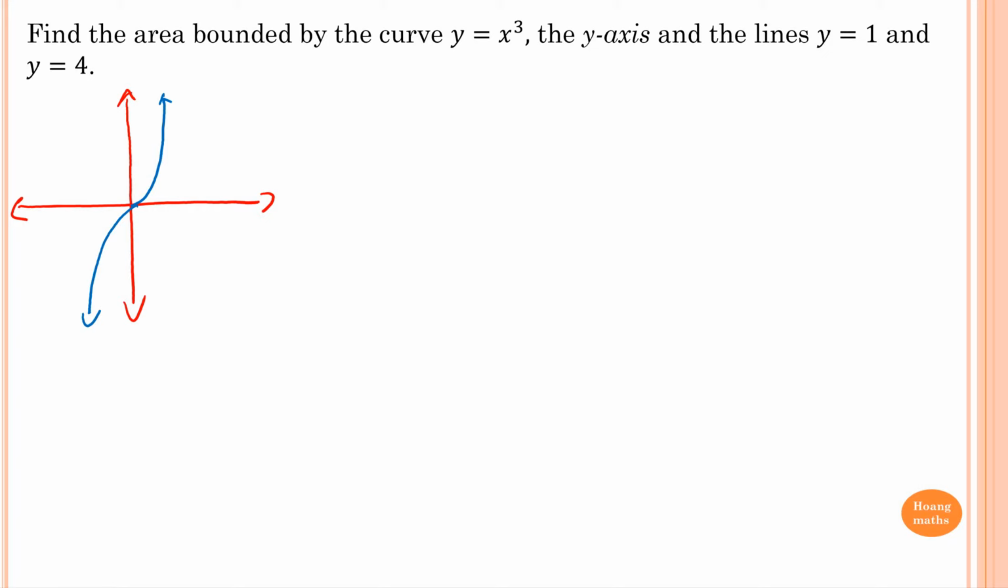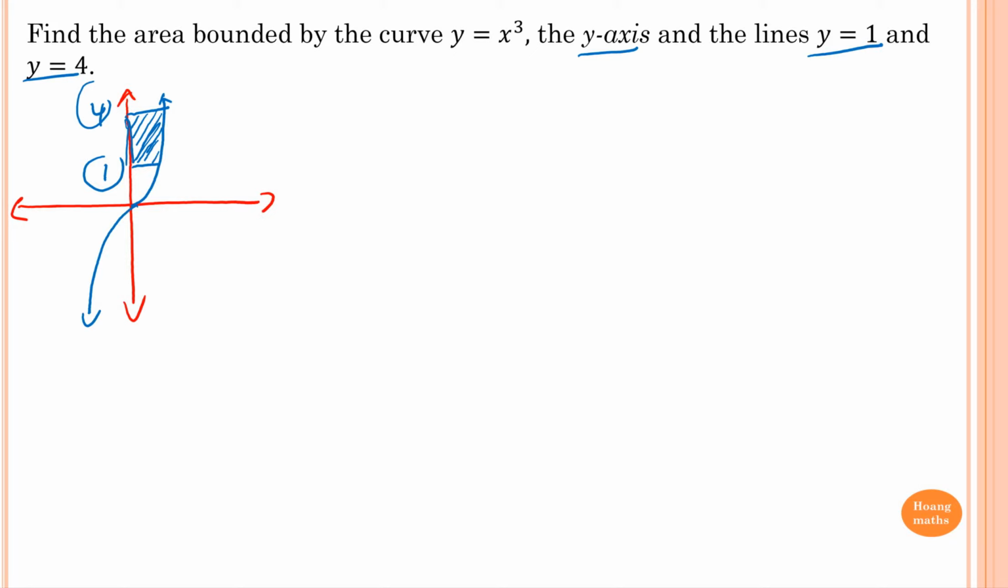And then bounded by the y-axis, y equals 1 and y equals 4. So just y equals 1 here and y equals 4 somewhere here. So just find the area of this, bounded by y equals 1 to 4 and the y-axis and the curve.